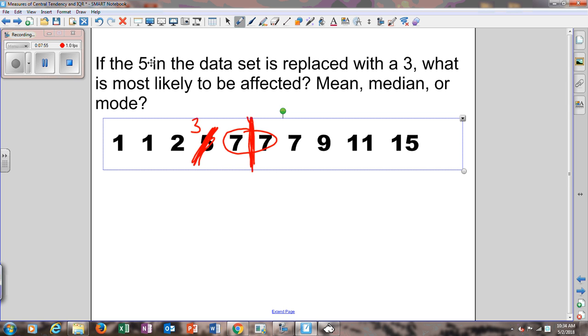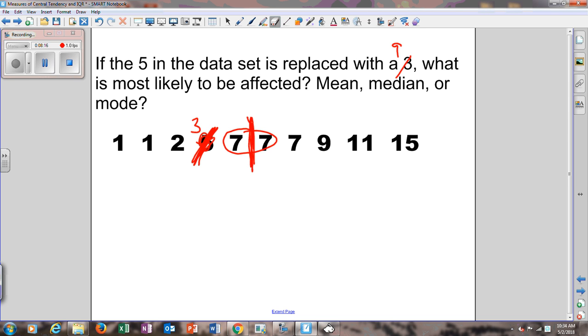Now, if I had said we're going to get rid of a 5 and replace it with a 9, that might be a little different. It might change our number because now we're putting another number on this side and getting rid of one down here. All right? So just pay attention to where the numbers fall. The majority of the time, it's not going to affect the median unless we're getting rid of a low number and replacing it with a high number.